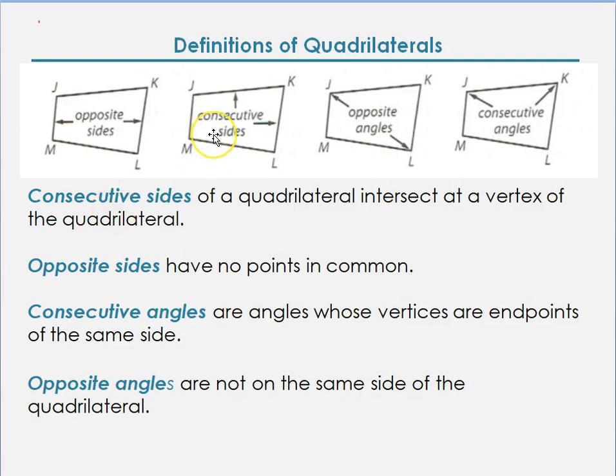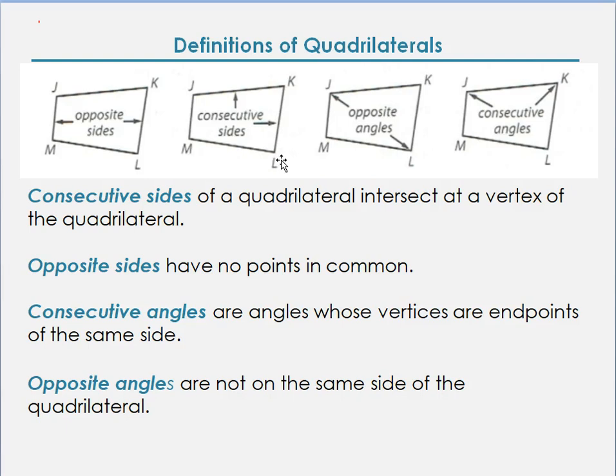So consecutive sides, let's take a look. Consecutive sides of a quadrilateral are the sides that intersect at a vertex. So let's pick a vertex here and just pick vertex K. The 2 sides that intersect there are JK and KL. So they're consecutive because they're right next to each other.